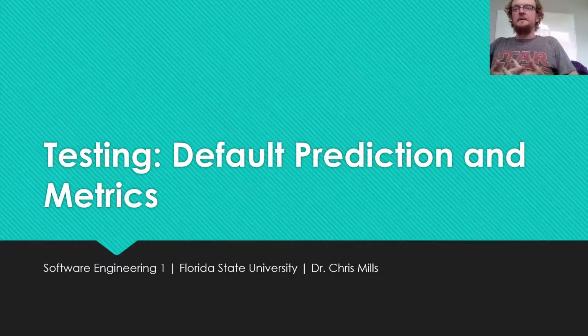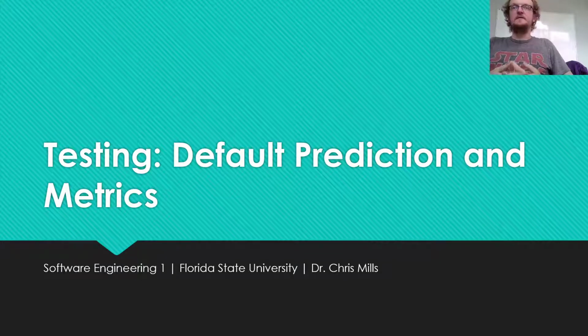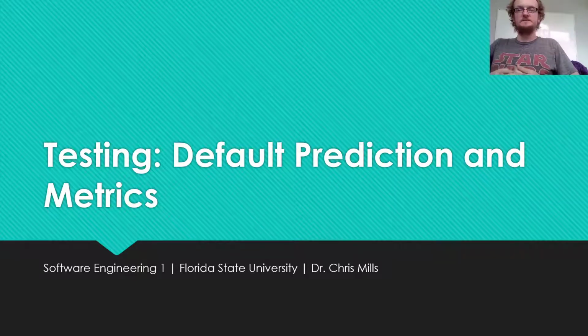Welcome back, everybody. This is the last video in the testing module for Software Engineering 1, and today what we're going to talk about is testing specifically around defect prediction and some metrics that you can use to empirically understand what to test.